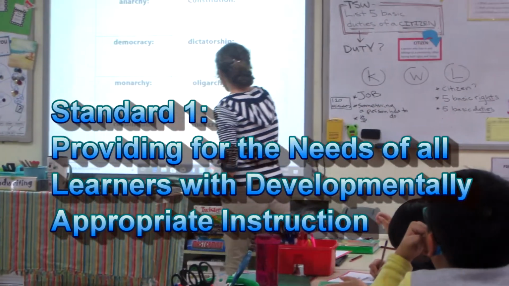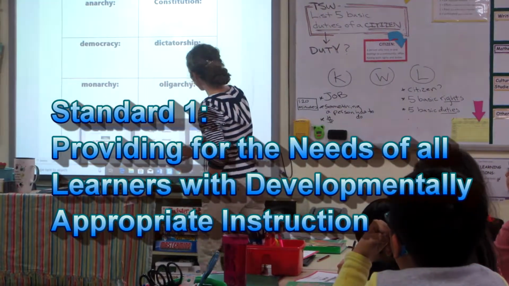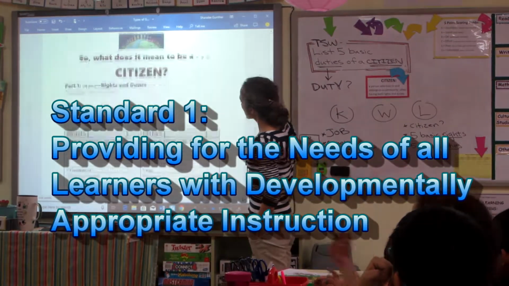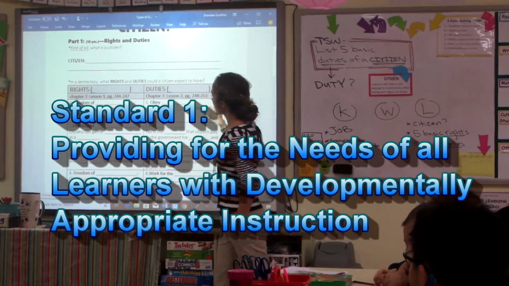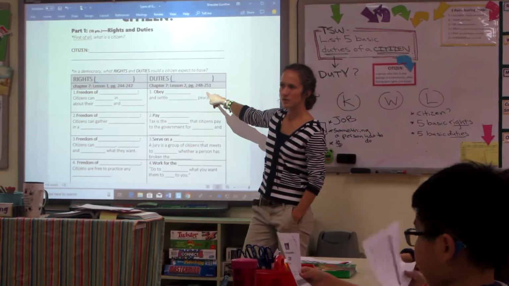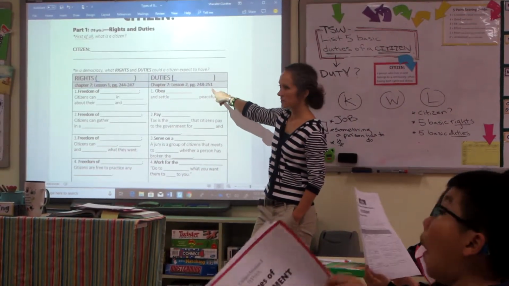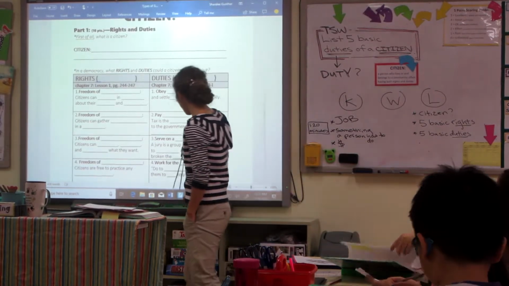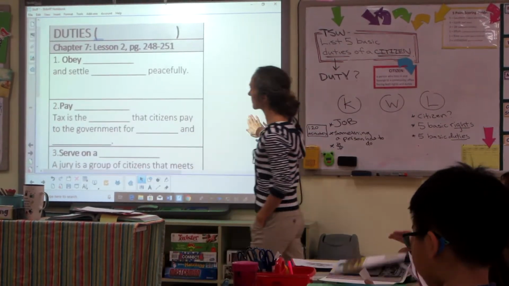It's listed on your paper, so you can also pull out your paper. It should be in the front of your folder. We did this side yesterday. Today we're going to complete this side. And you should be open to what page? 248. Very good, 248. Go ahead and get that open, get your piece of paper out.